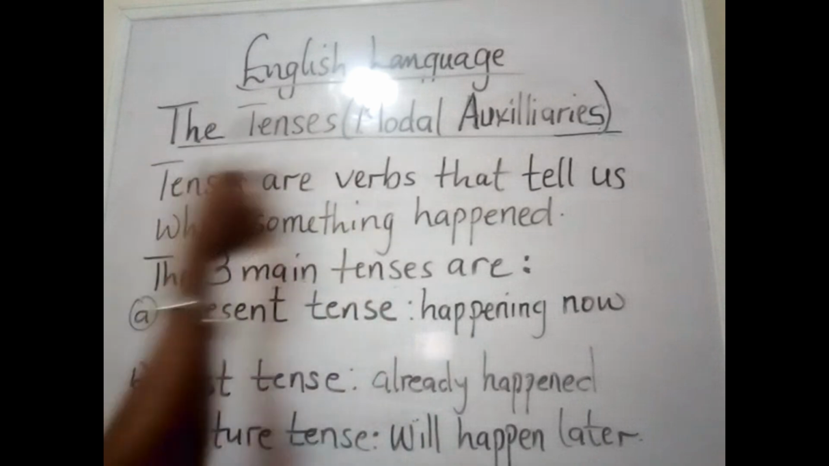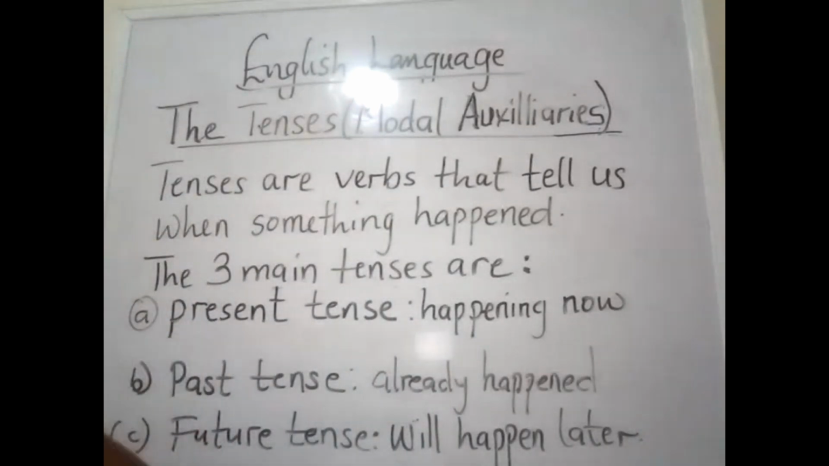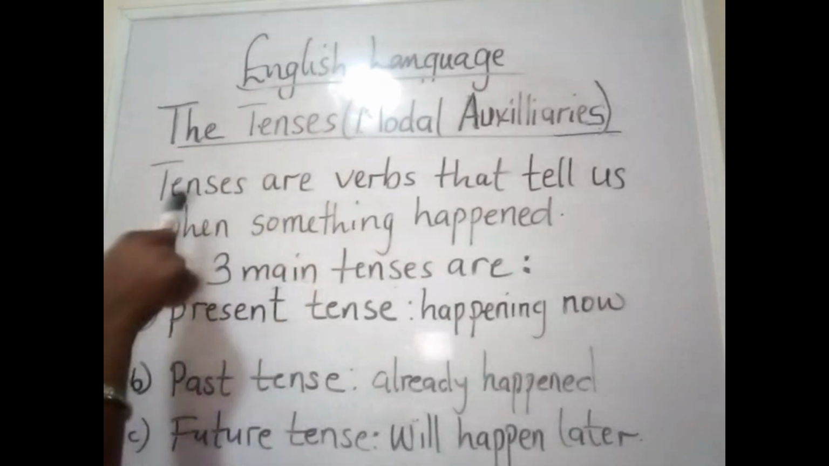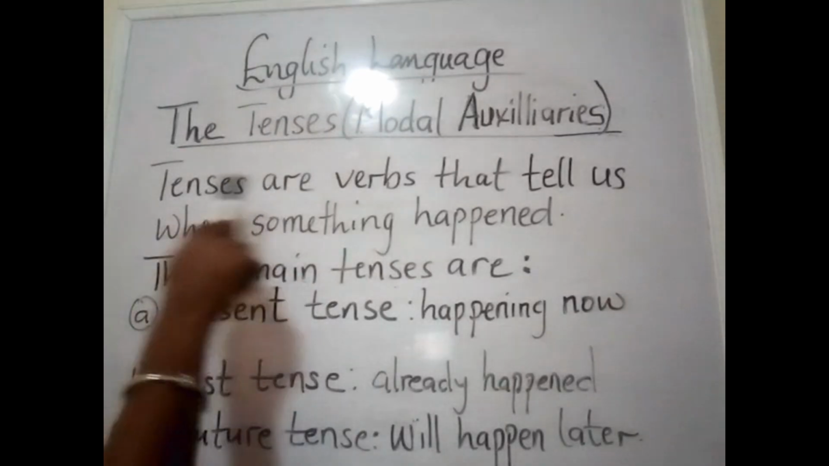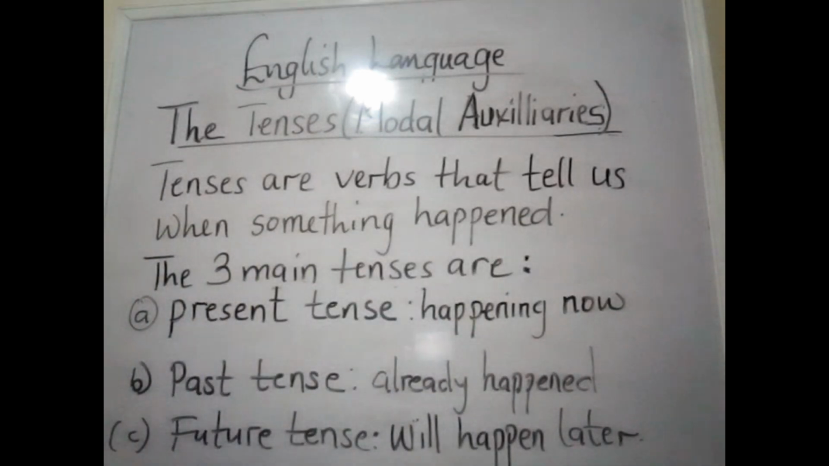But today we are going to look at these modal auxiliaries in connection with tenses, and first we'll quickly look at what tenses are. In English language, tenses are verbs that tell us when something happened. They tell us when an event occurred, whether in the past, the present, or the future.